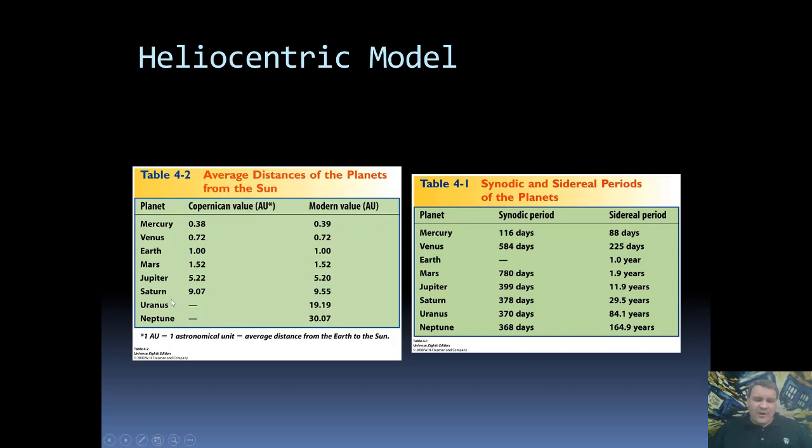Now, something else I want to point out, notice that Copernicus did not have a value for Uranus and Neptune. This is because Uranus and Neptune are actually relatively modern discoveries. Uranus was discovered in the second half of the 1700s, and Neptune was discovered in the early 1800s. So they're actually relatively new. In the time of Copernicus, they actually thought that the solar system ended at Saturn.